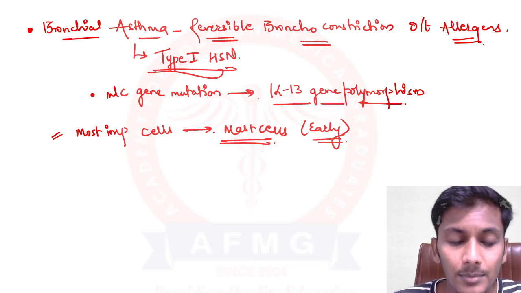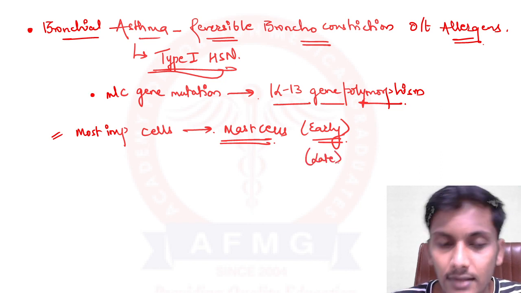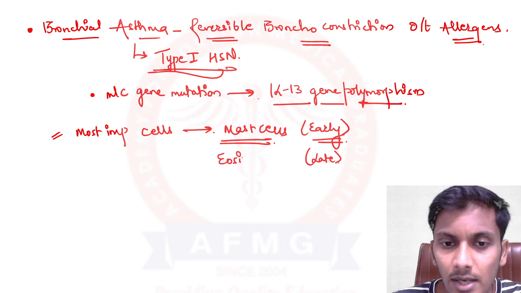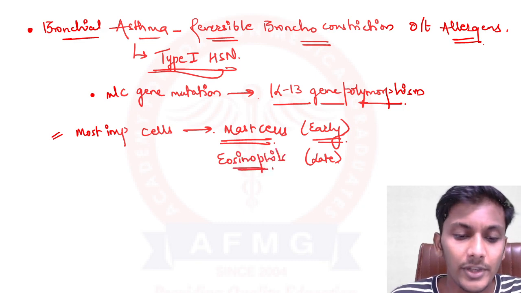Whereas if the question comes, which are the most important cells in the late phase of bronchial asthma? So the answer would change. In the late phase of bronchial asthma, the most important cells would be eosinophils. The most important cells would be eosinophils.